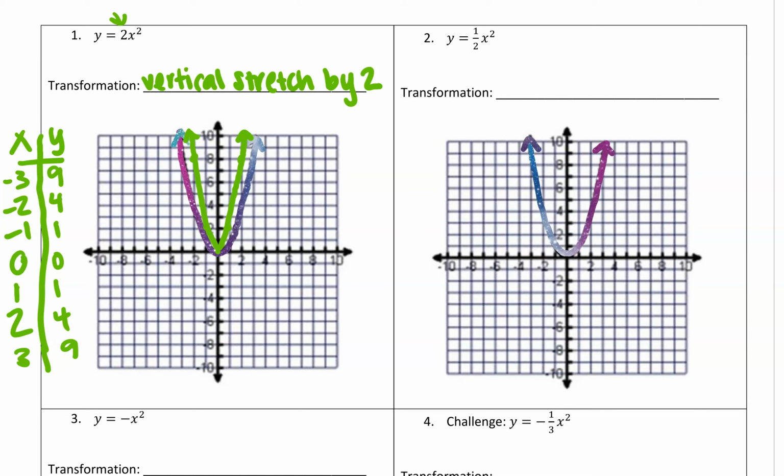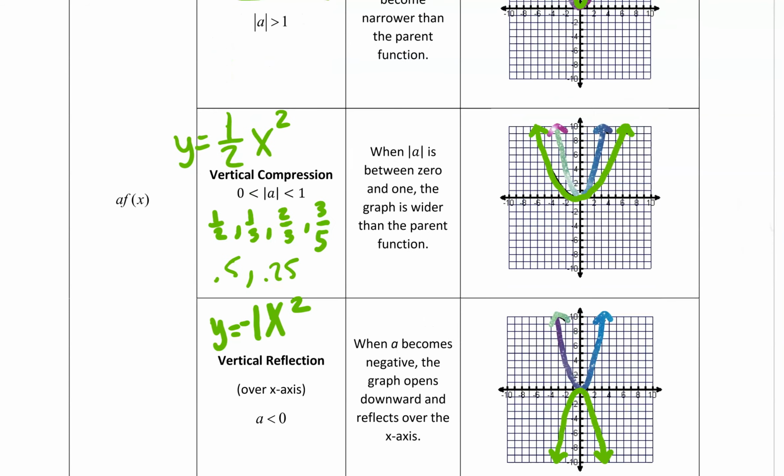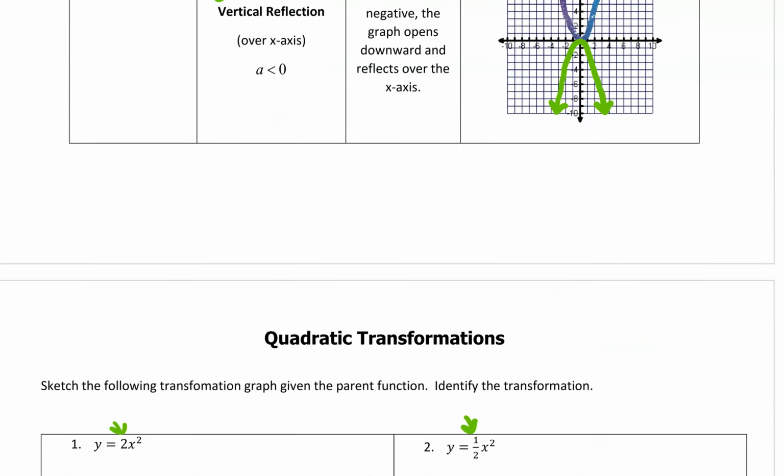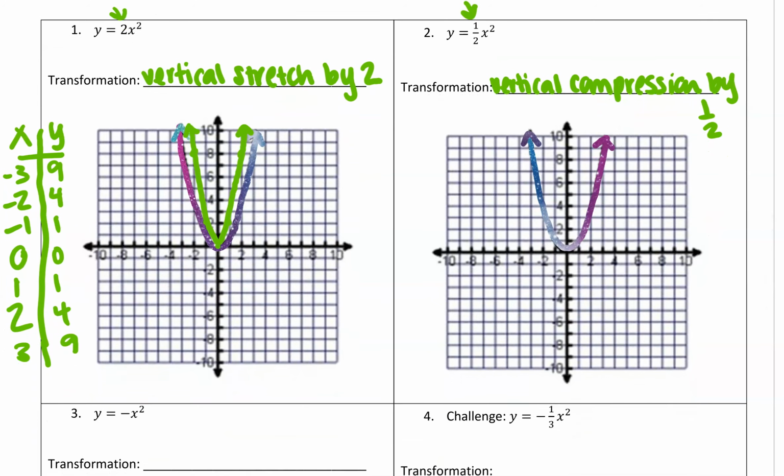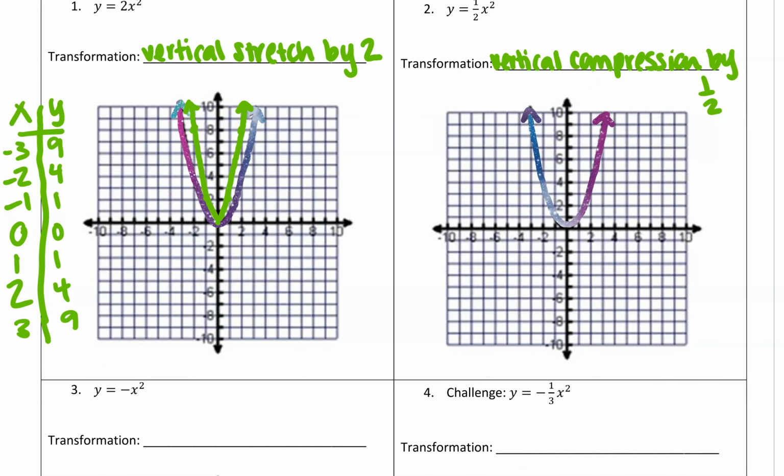Looking at number 2 here, the transformation, it says y equals 1/2 x squared. We're mainly looking at that number in front of x squared. So because that number is between 0 and 1, look back at your notes. A number between 0 and 1 is a vertical compression. So I'm going to put vertical compression by 1/2.